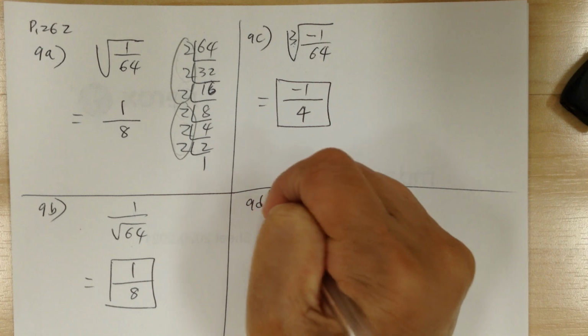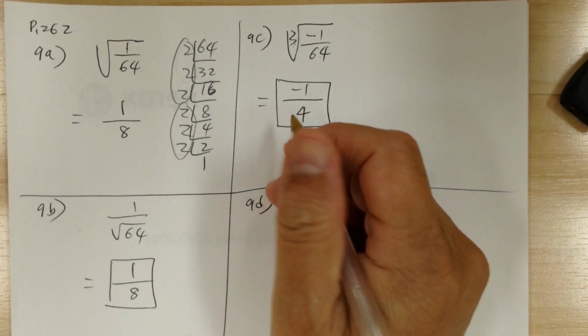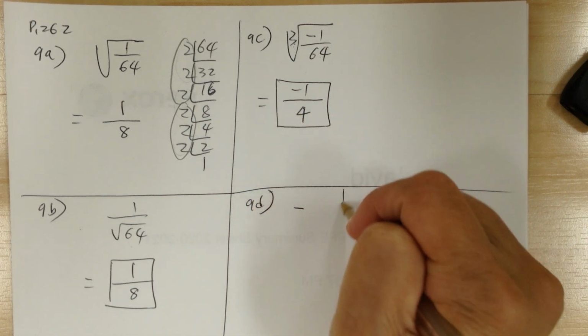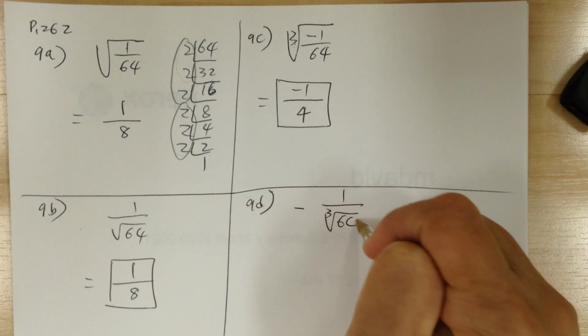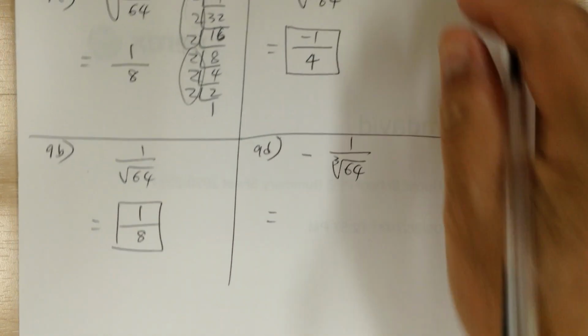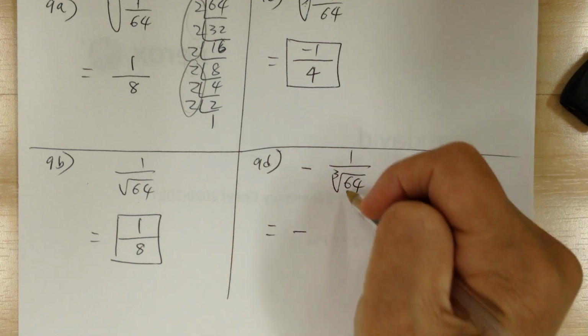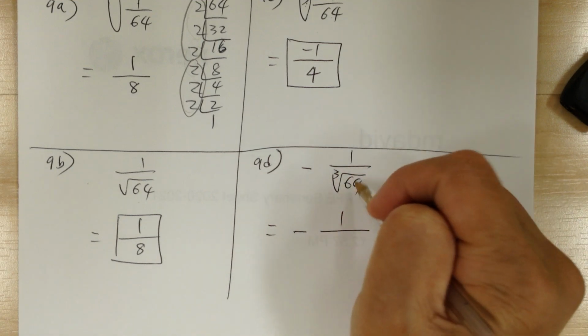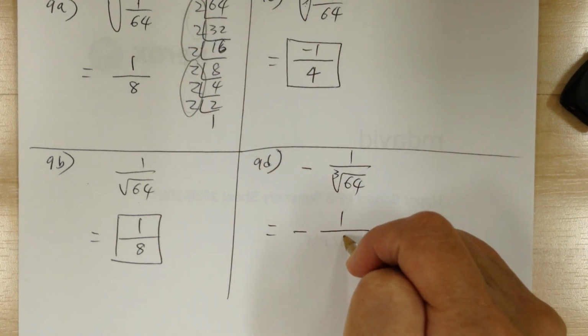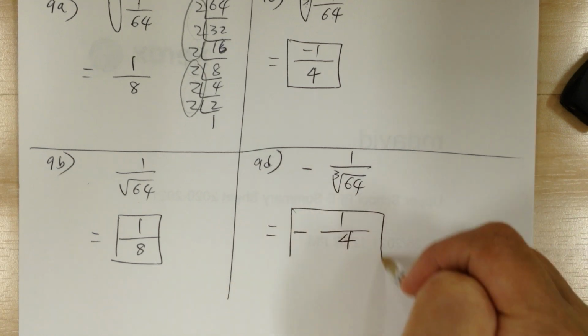Okay, 9d. You have negative 1 over cube root of 64. Okay, again, just none of those things. So negative will be negative, 1 will be 1. Cube root of 64, from here we know it's going to be a 4. Okay, and so the answer is negative 1 over 4.